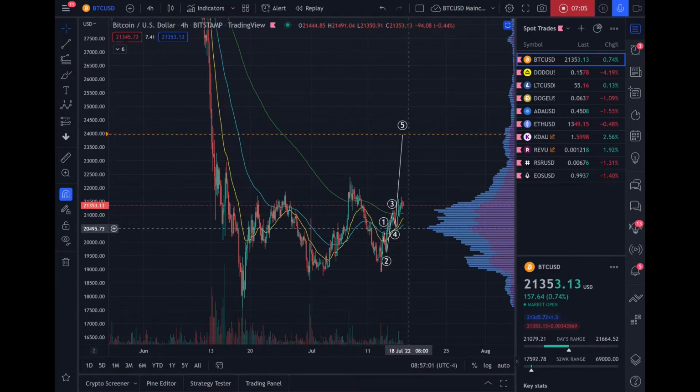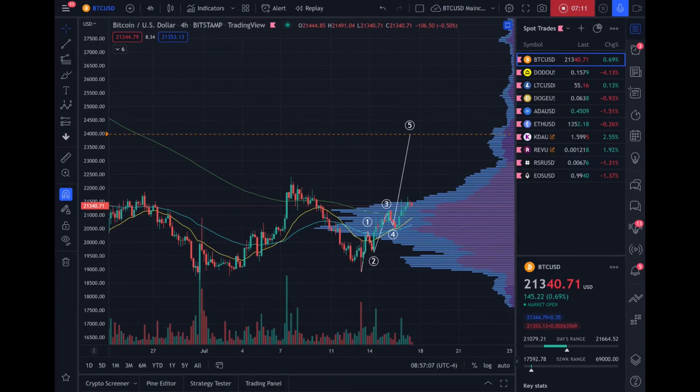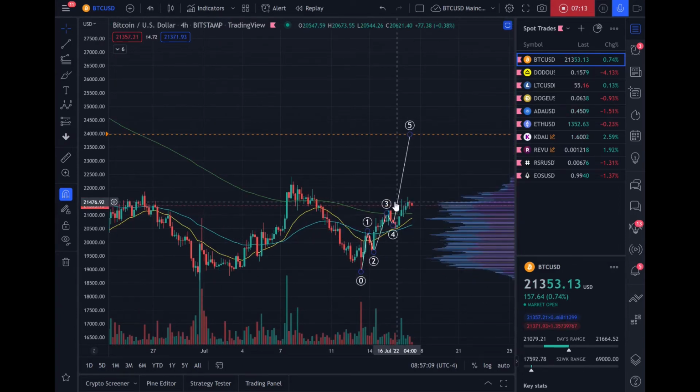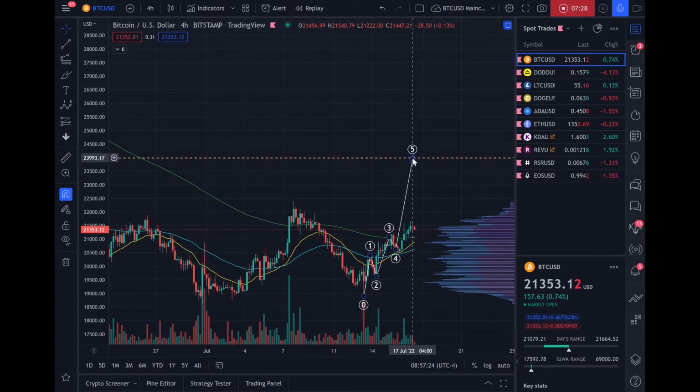So I'm not surprised that it's taken some time for us to work through 20K, but it looks like we're actually retesting it as support. Okay, we broke it as resistance and we're retesting it as support. We're finally above the EMAs on the 4-hourly time frame. Right here above, you see my original target of 24K.